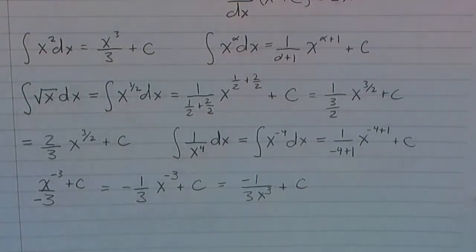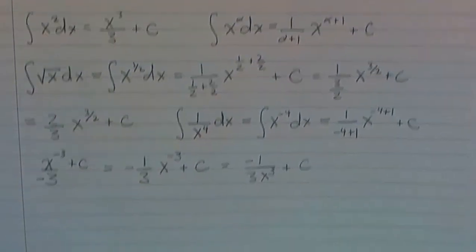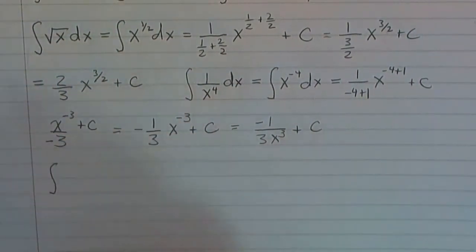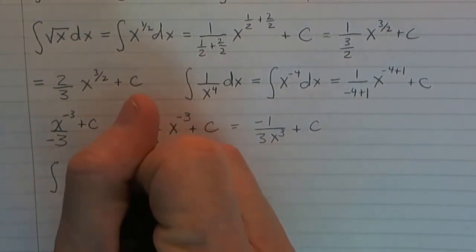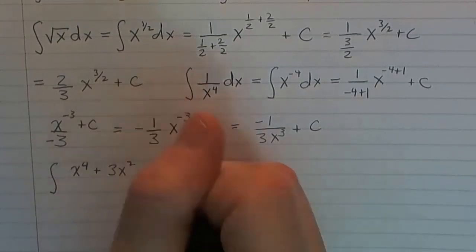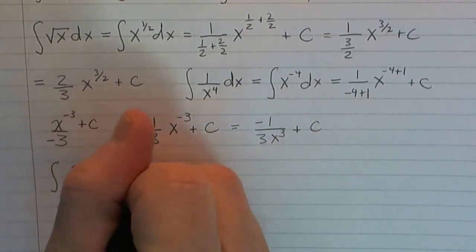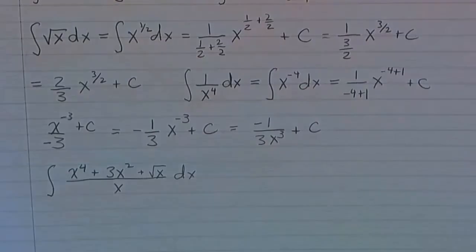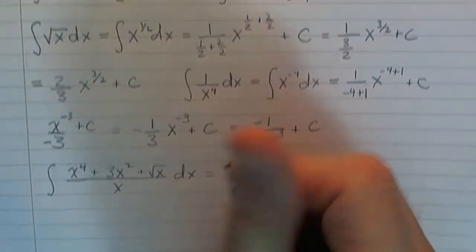Okay, so there you have some examples of how you can find the antiderivative for square roots and negative powers. What if you have a combination here? Let's suppose that we have x to the 4th plus 3x to the 2nd plus, let's say, the square root of x, and we'll just put all that over x. Now remember, the only tool we have so far for finding antiderivatives is this power rule for integration. So let's see what we can do.